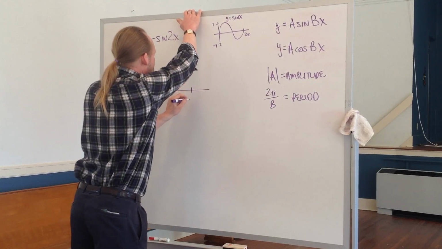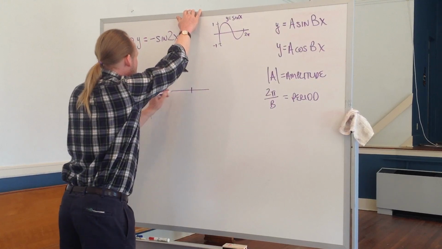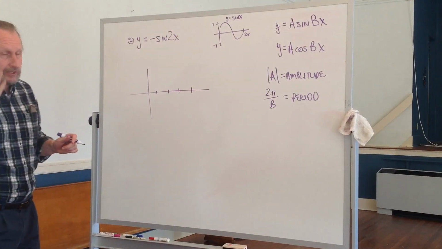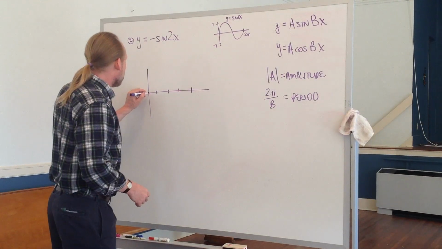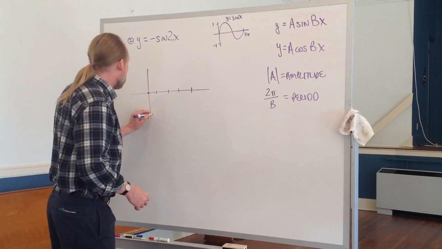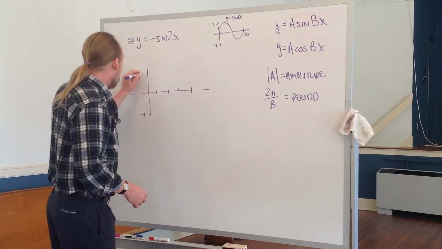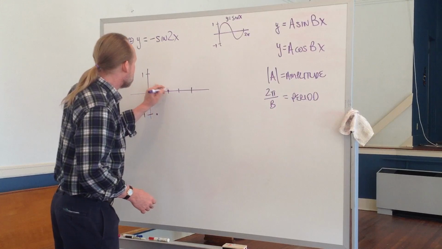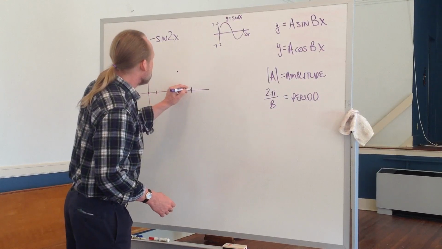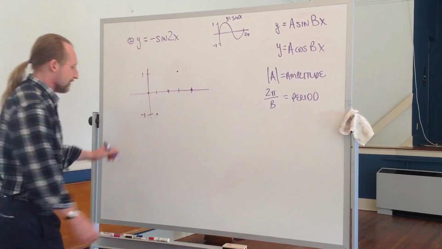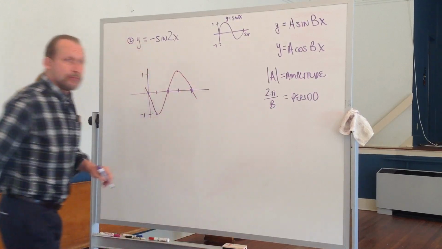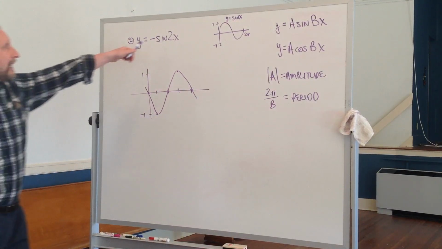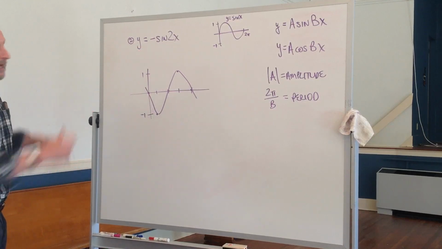So instead of going to the maximum first, it's going to be going to the minimum first. So first off, there's the period. Split it into 4 pieces. I'll talk about what the period is in a minute. But first off, we're going to start at 0, go down to the minimum, back to 0, back up to the maximum, and back down to the 0. Okay? So this is what a negative amplitude does to the sine curve, is it flips it around.